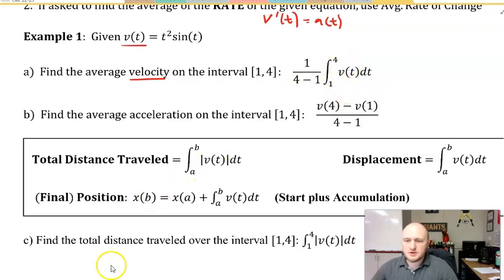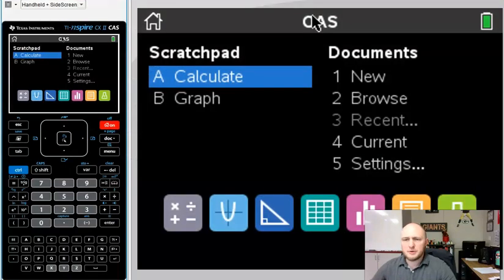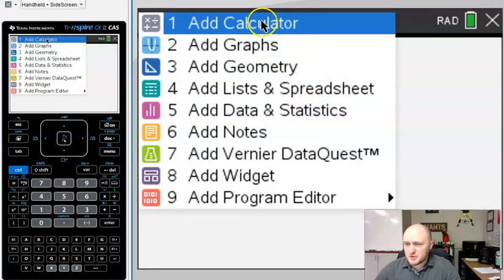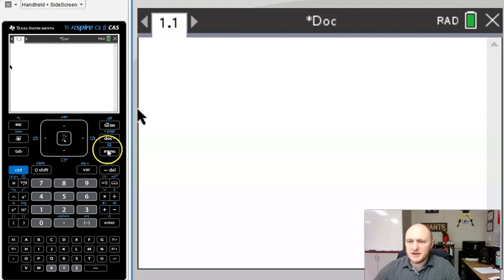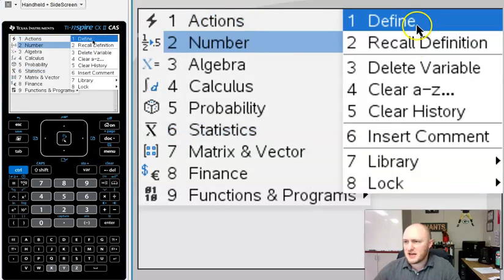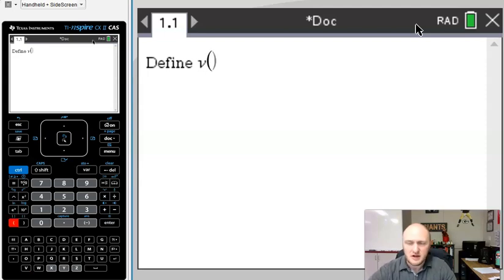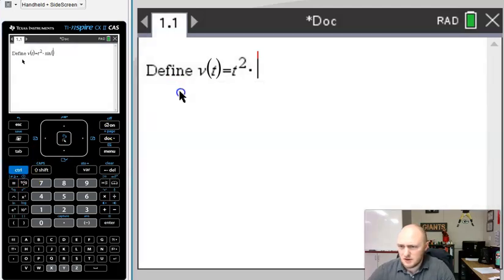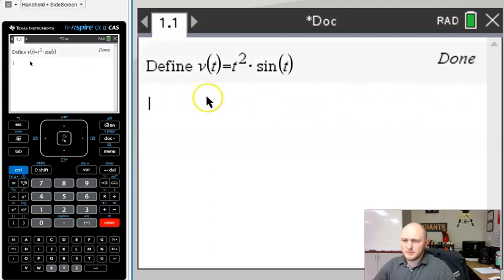Now, we are going to use a calculator, so if you have a calculator, please pause, grab your calculator. Oftentimes these particle motion questions are questions 1 or 2 on the AP exam. So what I recommend doing right away on these, when you read them, is define your function. So menu, actions, and I'm going to define v of t. v of t is equal to t squared times sine of t. Hit enter, boom, there my function is defined.